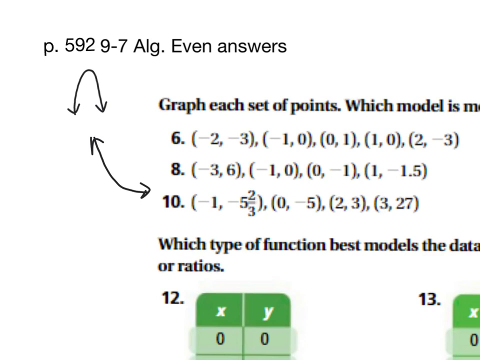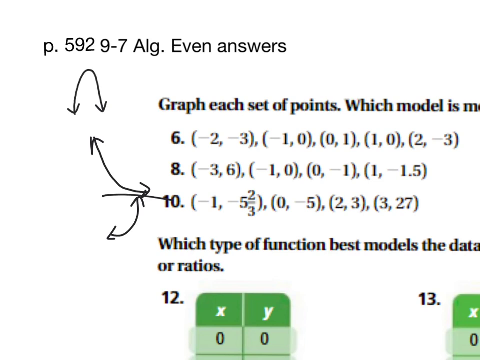Number 10, they are actually just going from one to the next here, but well, no, they're not. They start out going just to the next number, but then they start skipping around. So anyway, if you graph number 10, it's going to kind of look like this. So that would be exponential as well.